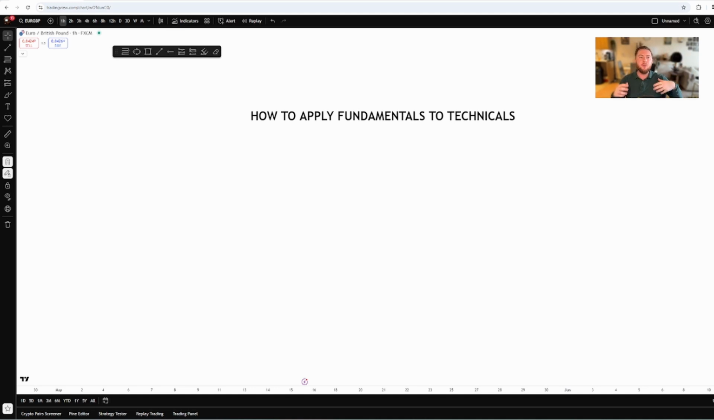But from what I've noticed, there has been a change and shift in mindset from a lot of people. Prior to COVID, a lot of traders were not interested in fundamentals, mainly because of how complicated it is. Since COVID, a lot more people are interested, which is a very nice shift, and I quite like it. Today's video is going to be about how to apply it.